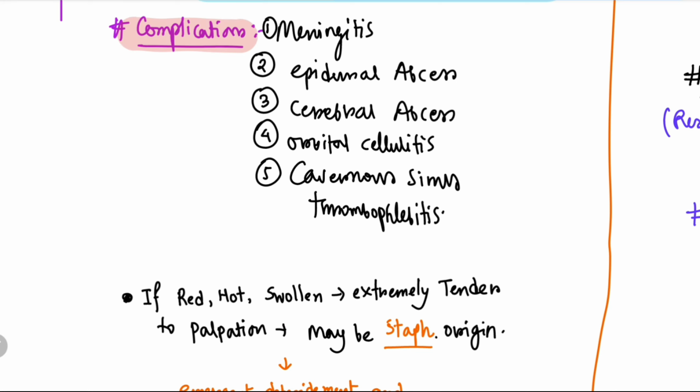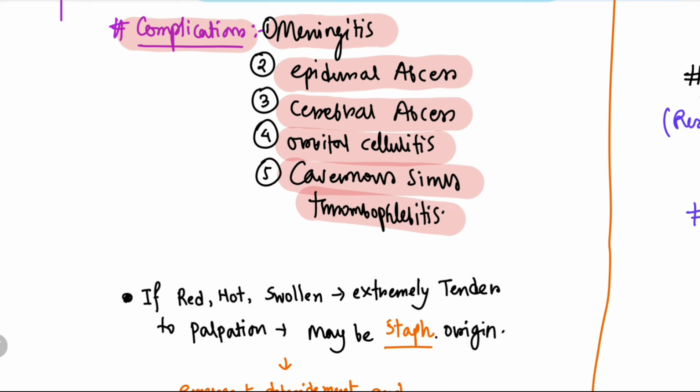What are the complications of acute sinusitis? It can complicate when it produces meningitis. It can lead to epidural abscess. It can lead to cerebral abscesses, orbital cellulitis, cavernous sinus thrombophlebitis. So these are the conditions which can complicate the disease and may need further surgical treatment and other management.